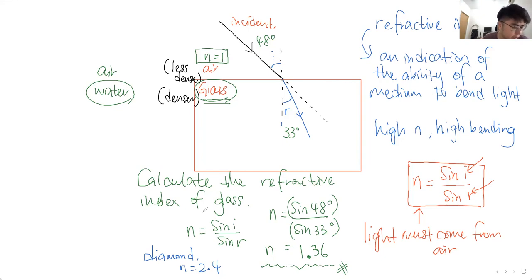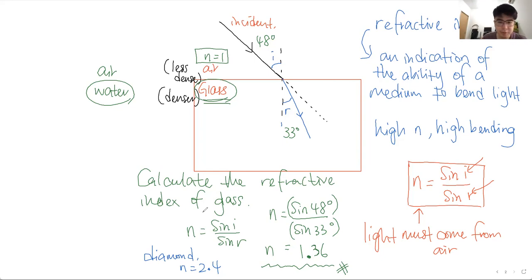The lowest is water, 1.33, and then glass is higher, right? So 1.53, meaning that as a light ray enters from air to water, it bends a little bit. As it enters glass, it bends more, because the refractive index is higher. Perspex is even more, 1.49, and then diamond is the highest, 2.4.